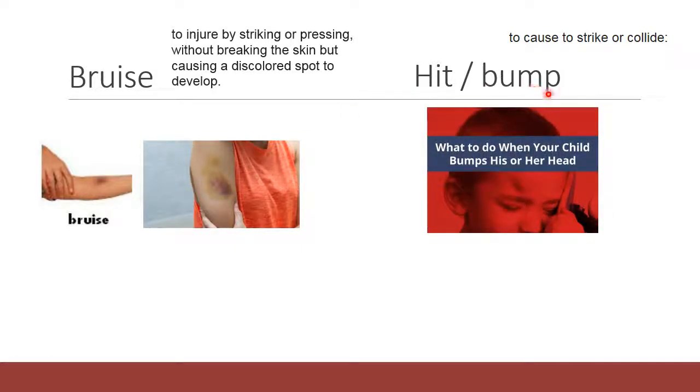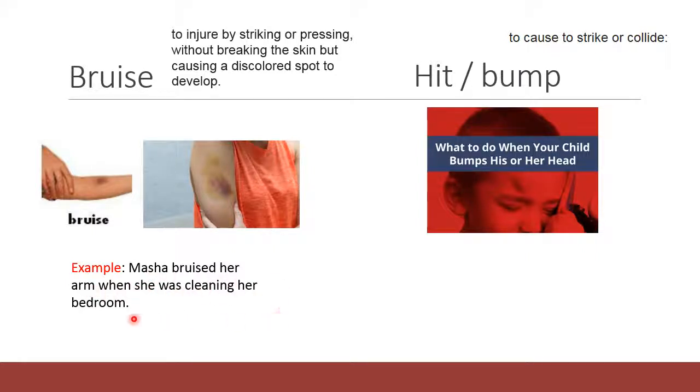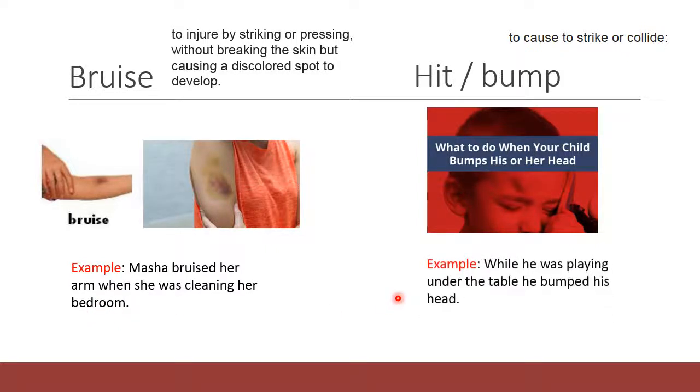And a hit or bump is to cause to strike or collide. So what do you do when your child bumps his or her head? These kinds of accidents in children are very serious, so you have to pay attention, and if it's necessary, take them to the doctor. Example: Masha bruised her arm when she was cleaning her bedroom. While he was playing under the table, he bumped his head.